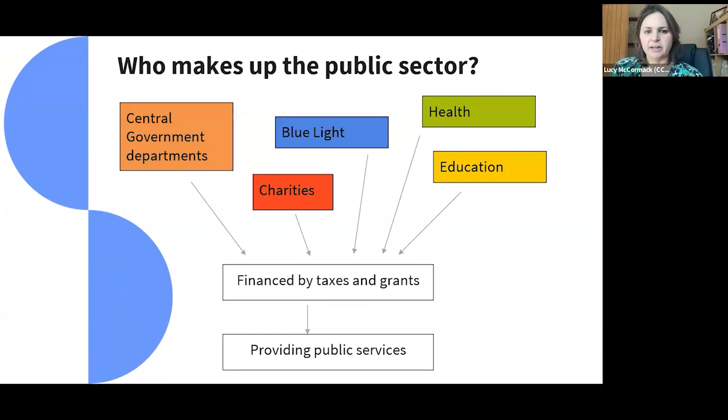So I thought I'd start by explaining how the public sector is comprised, so you know what we're talking about. Public sector organisations are those who provide public services financed by taxes and grants. And the public sector encompasses not just central government departments like the Ministry of Defence, Department for Transport, Department for Business and Trade, and others that you may commonly hear about in the news, but also the third sector, so charities, VCSEs, and the wider public sector. And that can include local authorities, arm's length bodies, and NHS bodies.